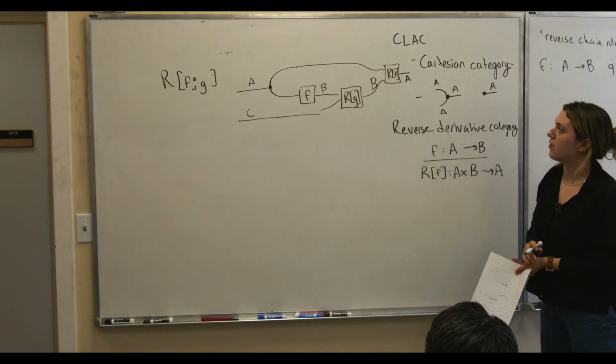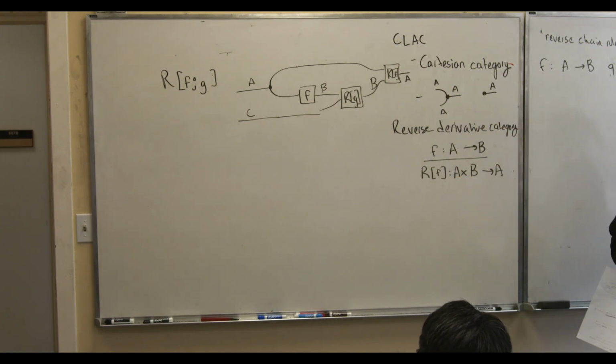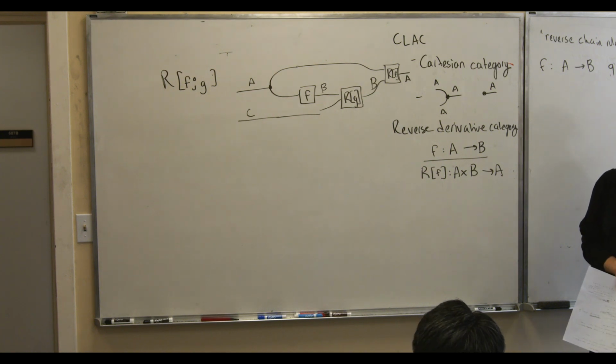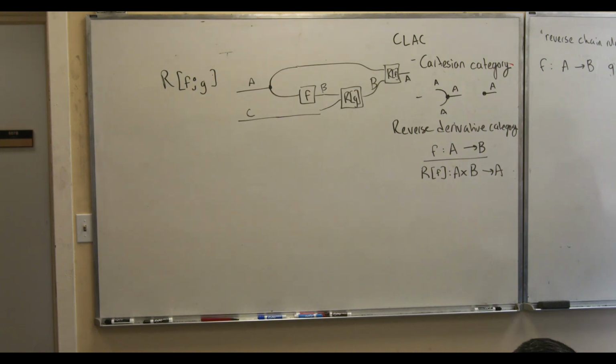And then that will go through R of F and give us something in A. So if you kind of squint at this, or if you rewrite this into equational notation, it's going to look a little bit like the familiar chain rule from calculus. Okay.